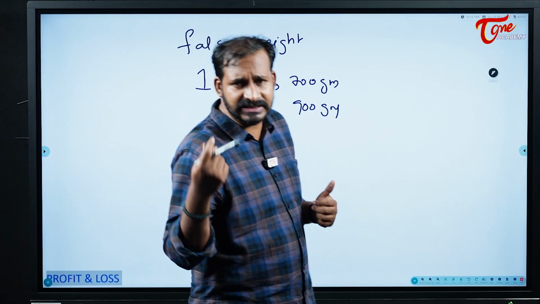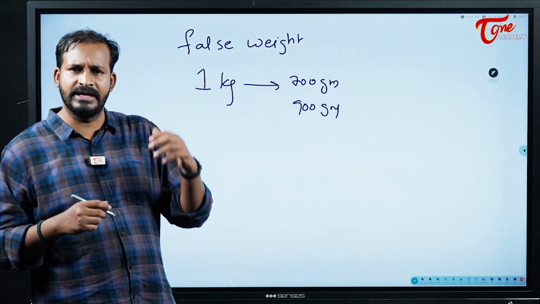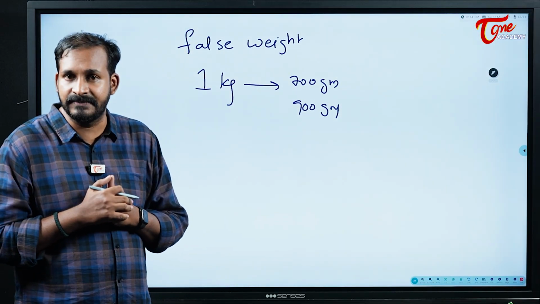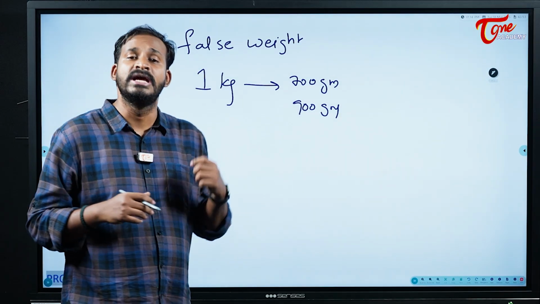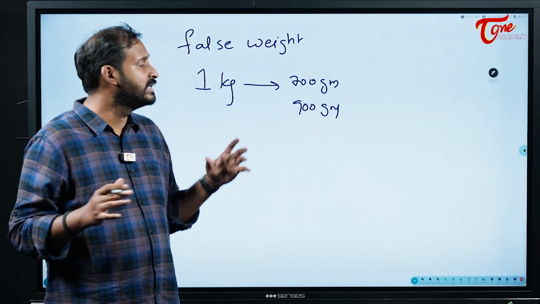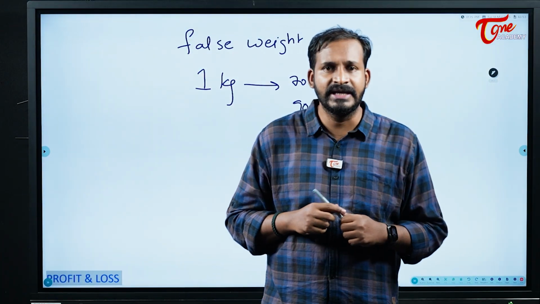That means the customer thinks that he is purchasing 1 kg of quantity, whether it is sugar, rice, whatever it may be. But what the shopkeeper actually sells him is only 900 grams of sugar or 700 grams of rice, something like this. That means by using these false weights, he will gain profits.